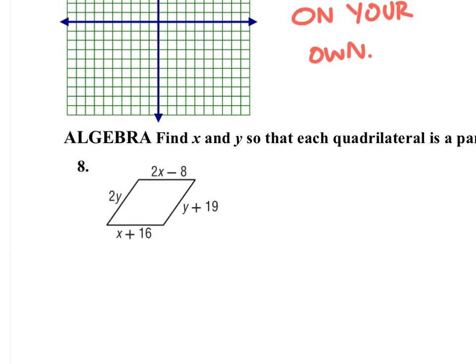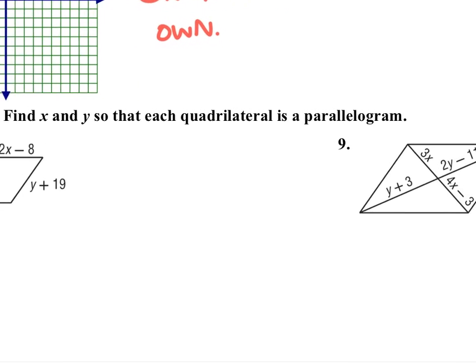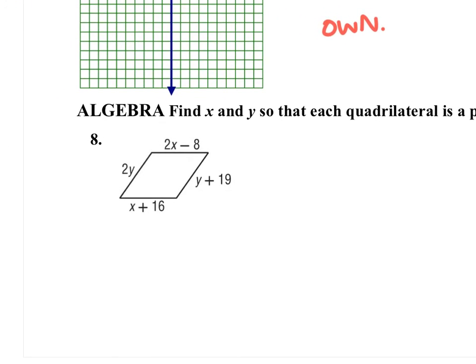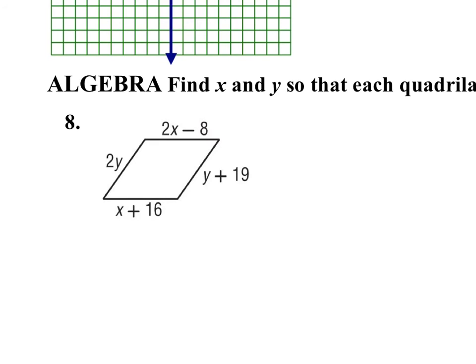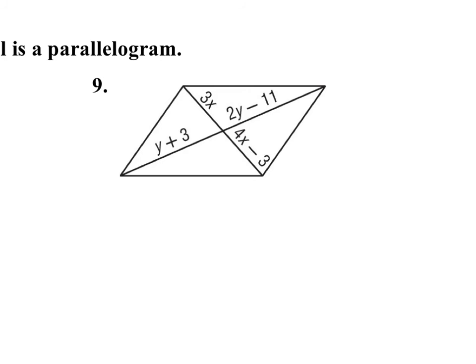Okay, number 8. Let's take a look at number 8. It says find x and y so that each quadrilateral is a parallelogram. So on number 8, I'll have you guys do this one on your own as well. I will help you out here. I will show you that opposite sides have to be congruent. Okay, I'll let you set up equations and solve for that. Okay, but I will do number 9. Okay, number 9 I'll do with you.